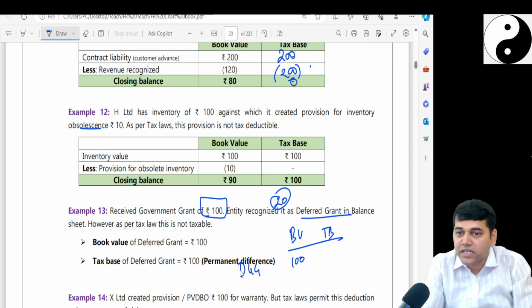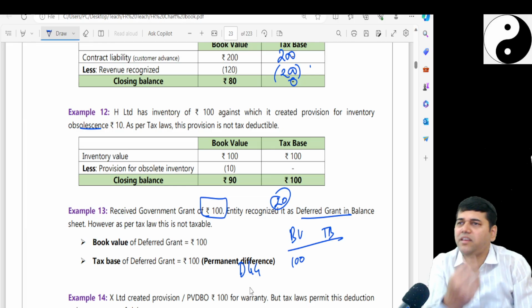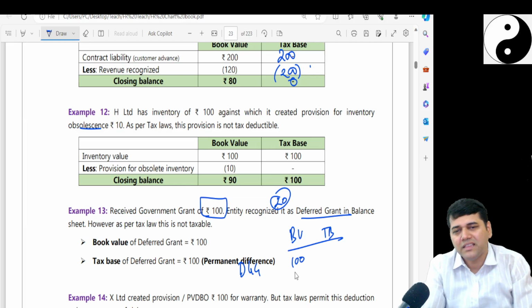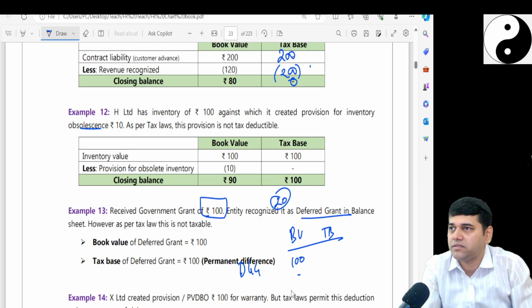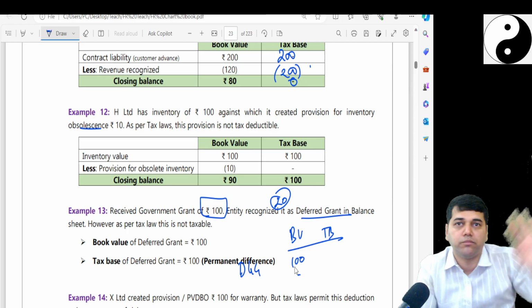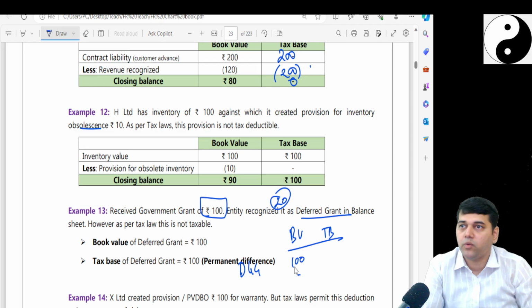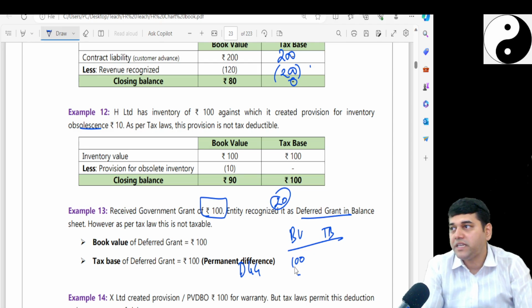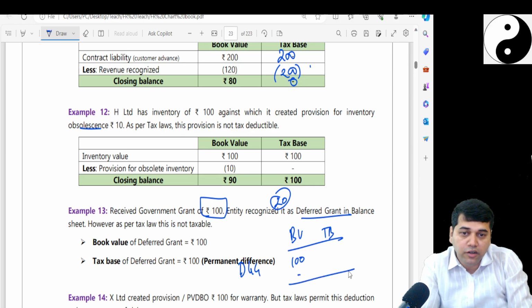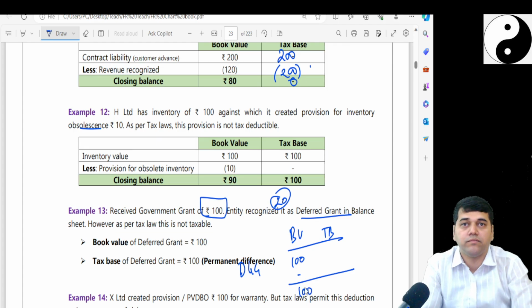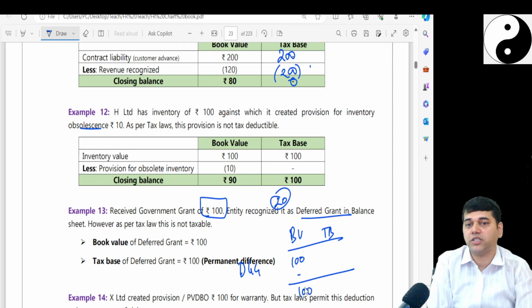Did you claim any deduction during the year? Say whatever, yes or no. Let us say, for example, we didn't claim any deduction. We want to claim it after 2 years from now. Why? Because government gives some conditions. Ind AS 20 says that unless those conditions are fulfilled, you cannot claim. So at the end of the first year, what is my book value? 100.